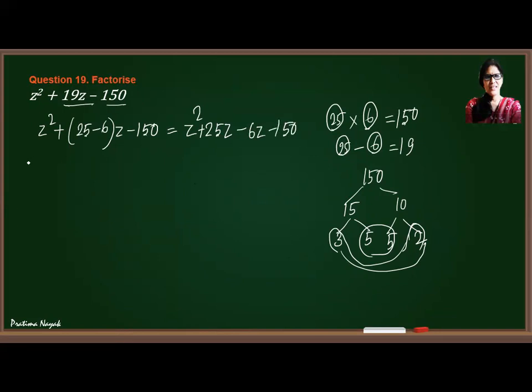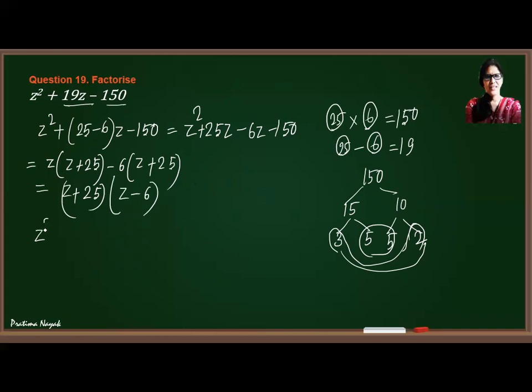So what will we take common? Z will come out, z plus 25 minus 6 will come out, z plus 25. Next, z plus 25 common, it remains z minus 6. So z square plus 19z minus 150 is equal to z plus 25 into z minus 6.